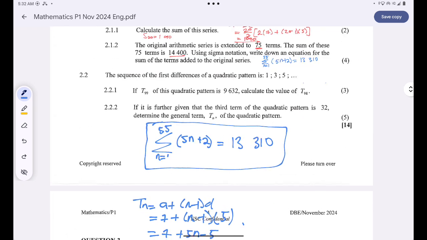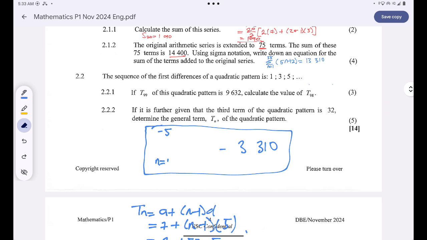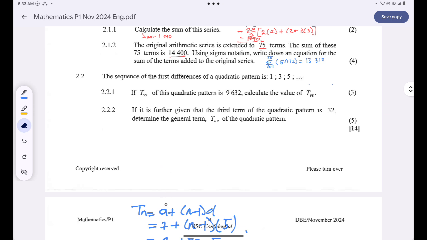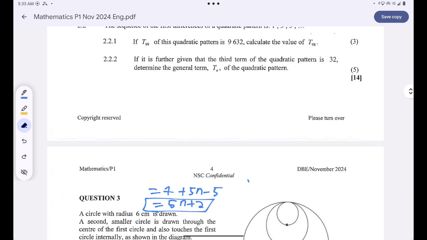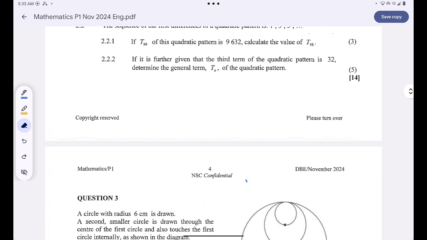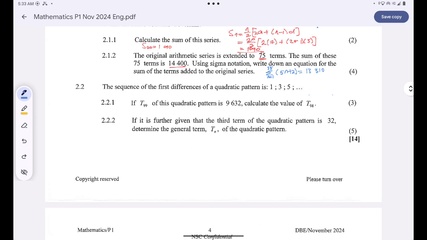Now let's go to 2.2. In 2.2, we are told that the sequence of the first difference of a quadratic number pattern is given. Remember that, guys, a quadratic number pattern has two differences. The first difference is arithmetic, and the second difference is the one that is common.